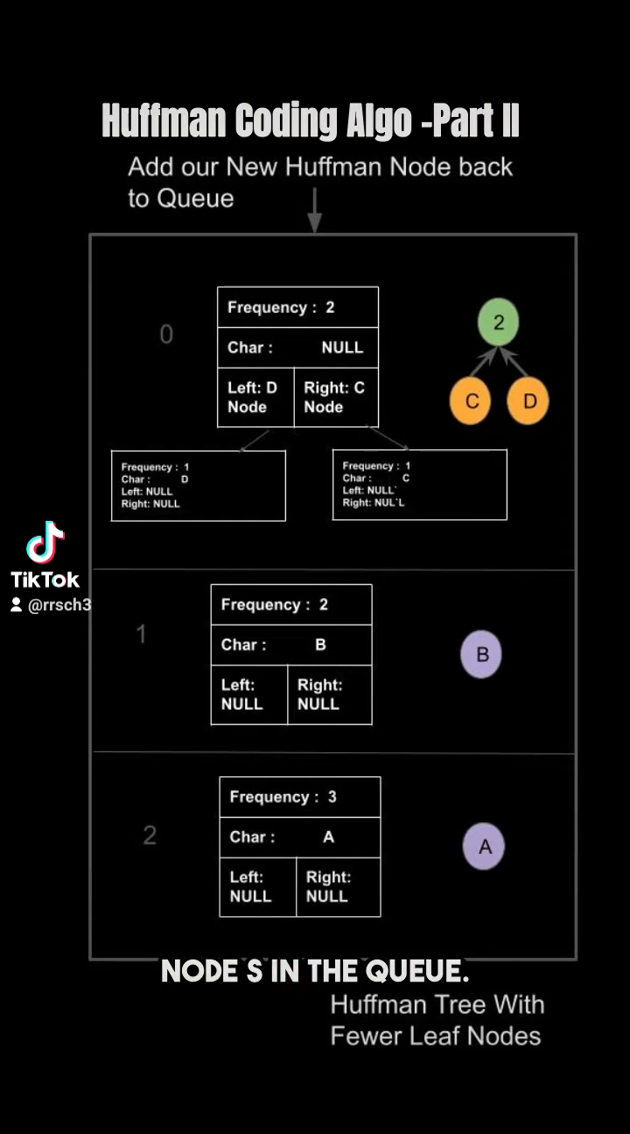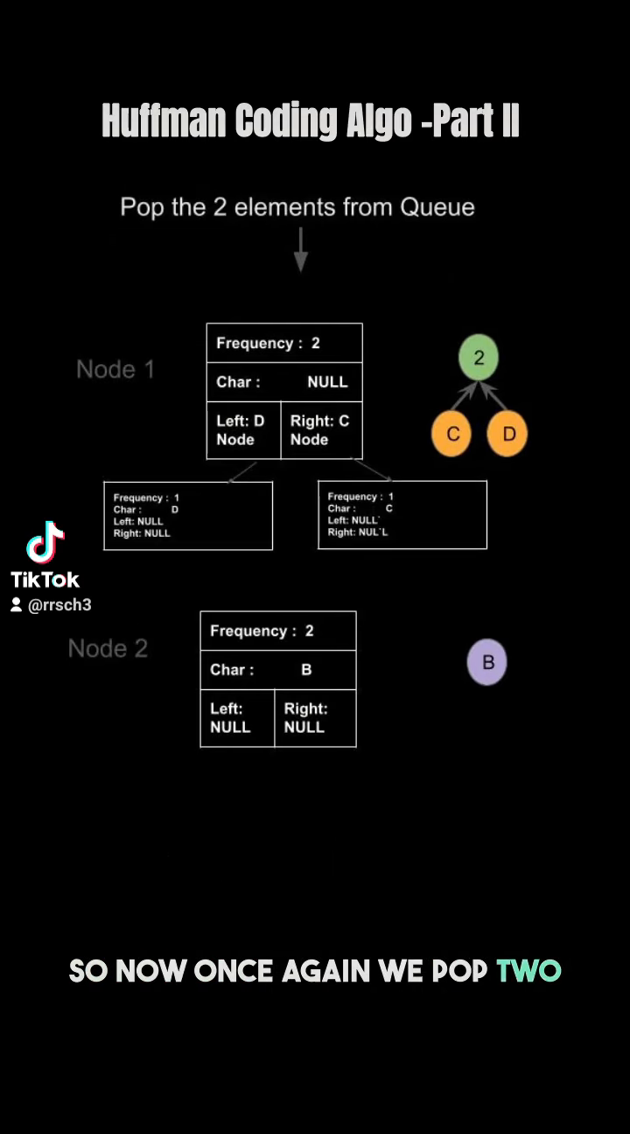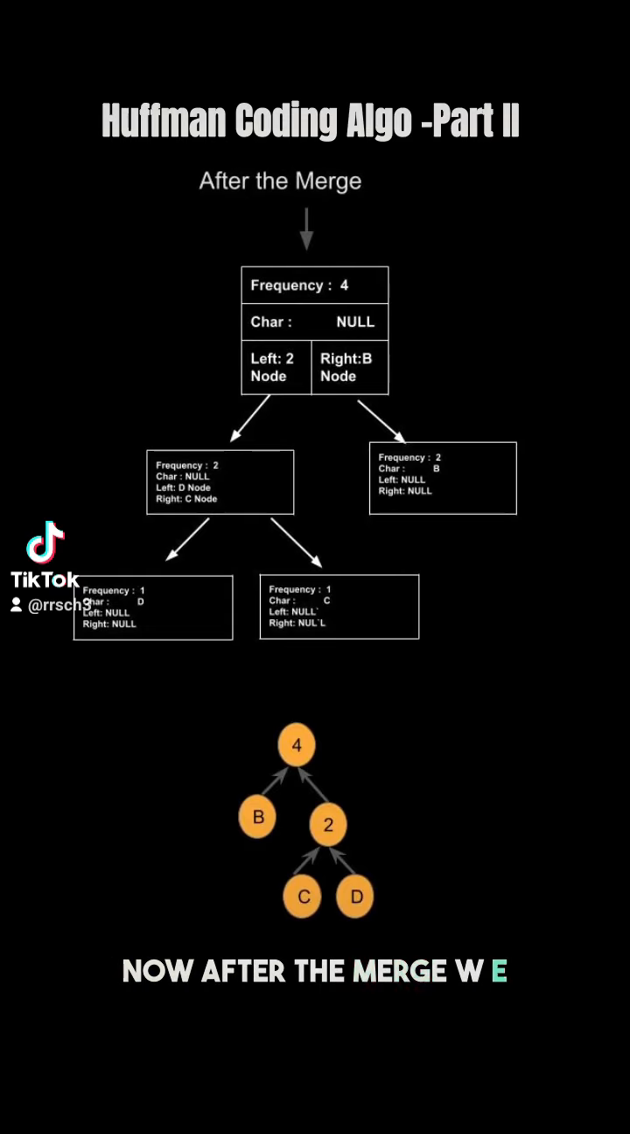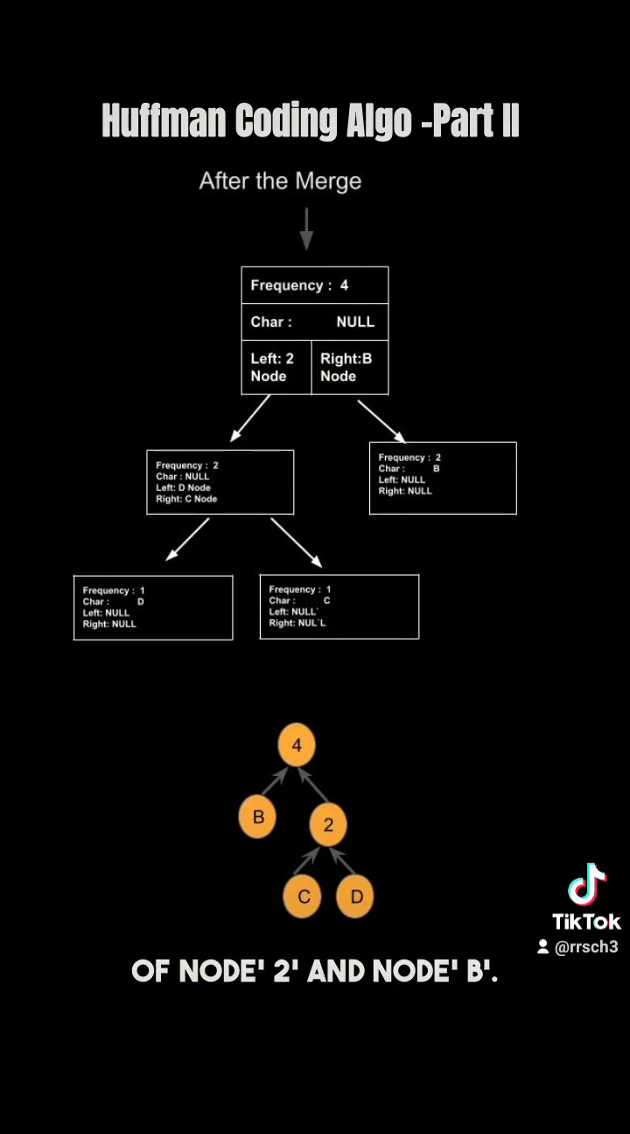Currently we have 3 nodes in the queue: our newly created and added subtree, and the other two leaf nodes, B and A. So now, once again, we pop two elements from our queue. This time 2 nodes, one which is the subtree node 2 and another leaf node B with value 2, are the 2 nodes that we will need merging. Now after the merge, we have created node 4 with the previous subtree as its left node and node B as its right node. The node 4 has the frequency of 4, which is the sum of the frequency of node 2 and node B.